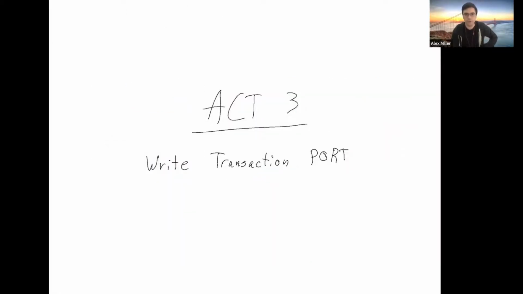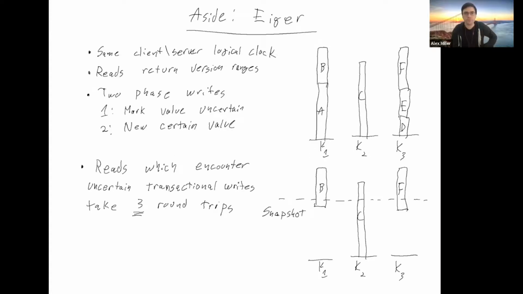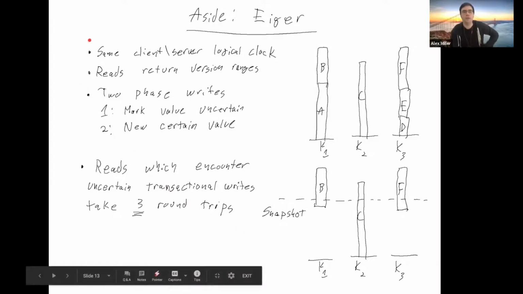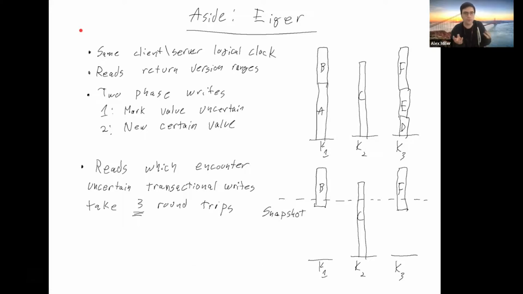For the write transactions part, they implement this on top of Eiger. Eiger has the same sort of setup: there's a logical clock on the client and a logical clock on the server, and they do the same sort of ping-pong of versions between the two.